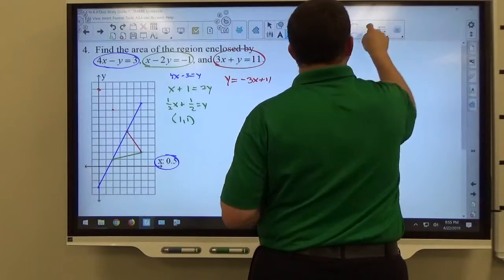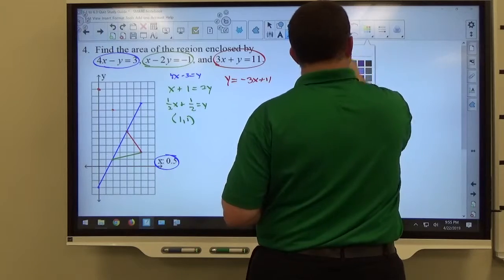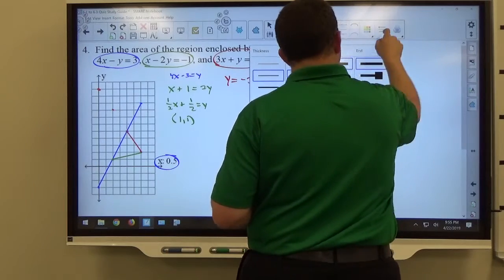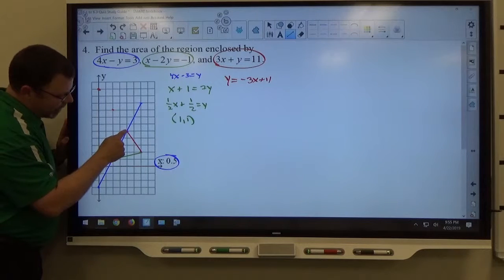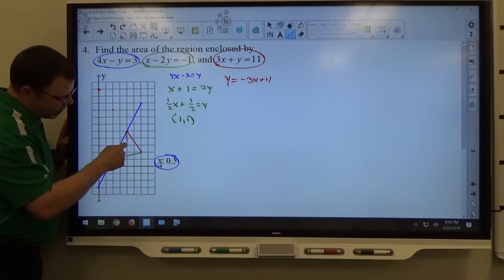Now on this problem specifically, the way I would go about doing it is I would just draw a dashed line straight down off of here, like so.